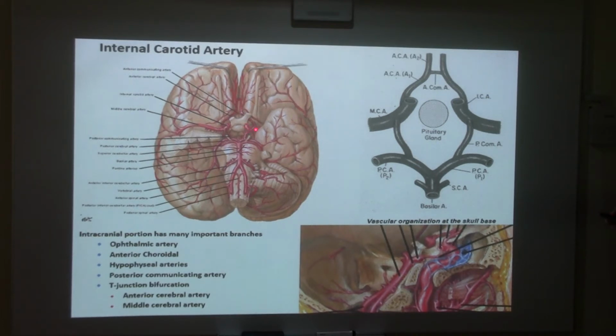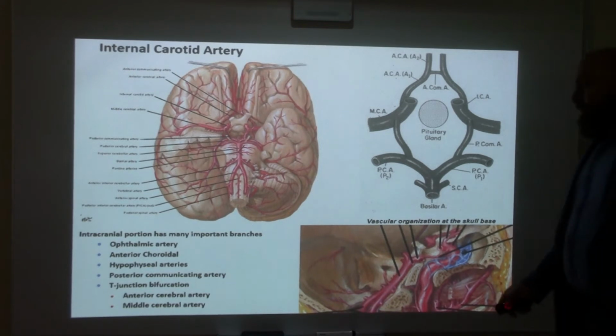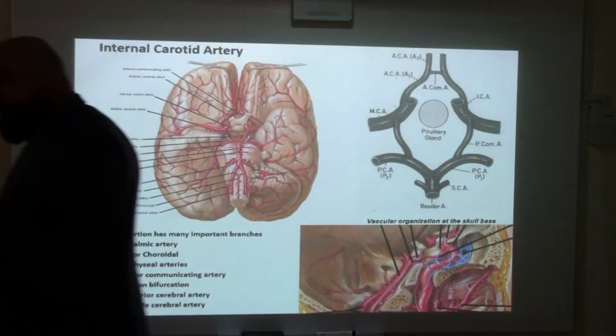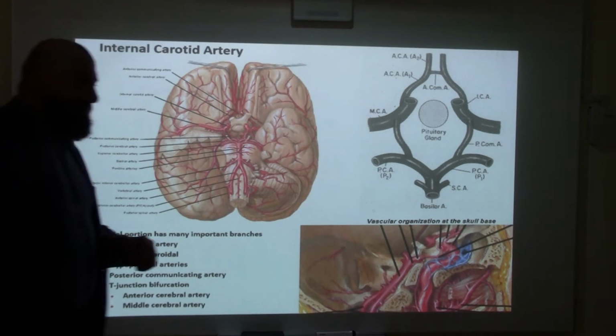Direct continuation is the middle cerebral, and then it is the anterior cerebral, anteriorly, and posteriorly we have the posterior communicating. So the internal carotid artery will divide into 3 main branches. Direct continuation is the middle cerebral. Anteriorly is the anterior cerebral, and posteriorly is the posterior communicating artery. Today's lecture is about these main branches.